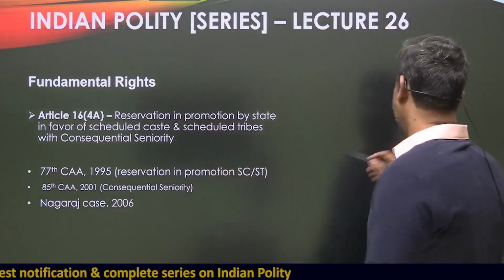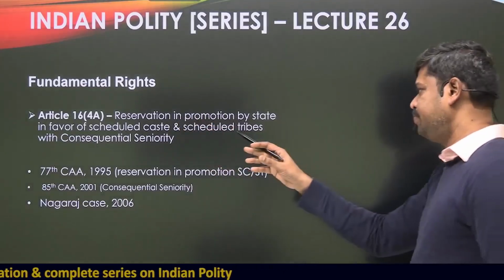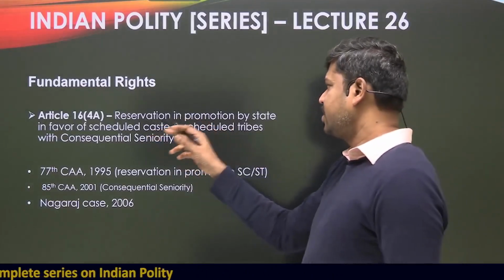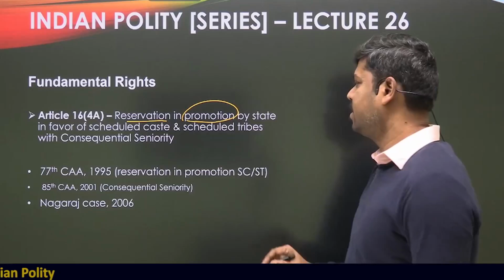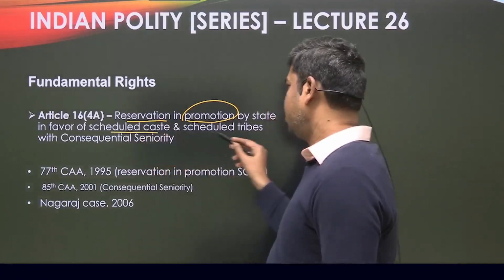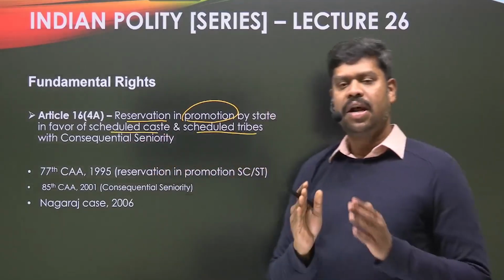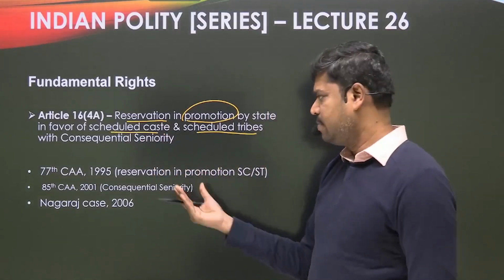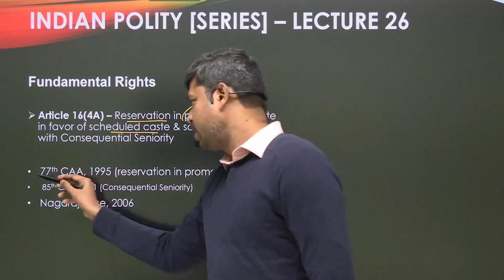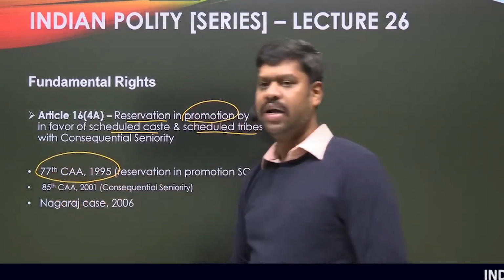So that is basically what Article 16 Clause 4A is all about. Try to look at what Article 16 Clause 4A is. Article 16 Clause 4A provides for what is called reservation in promotions by the state in favor of the scheduled caste and scheduled tribes. But by which amendment was it brought into the Constitution? It was brought in by the 77th Constitutional Amendment Act in 1995.